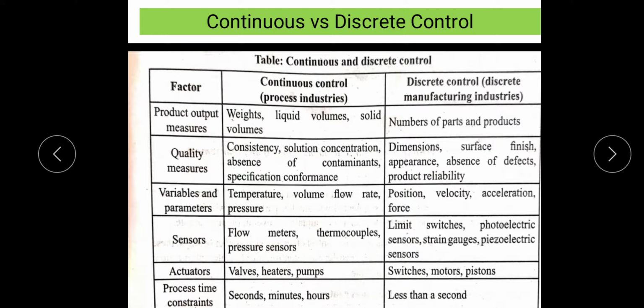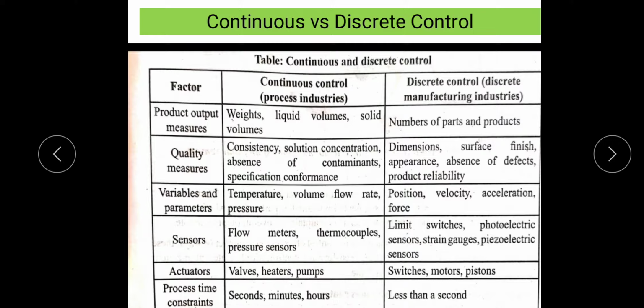Coming to the first column, the factor, product output measures. In a continuous control process: weights, liquid volumes, solids, and volumes. In discrete control system manufacturing: number of parts and products. And quality measures in continuous control: consistency, solution concentration, absence of contaminants, specification conformance. In discrete control: dimensions, surface finish, appearance, absence of defects, product reliability.